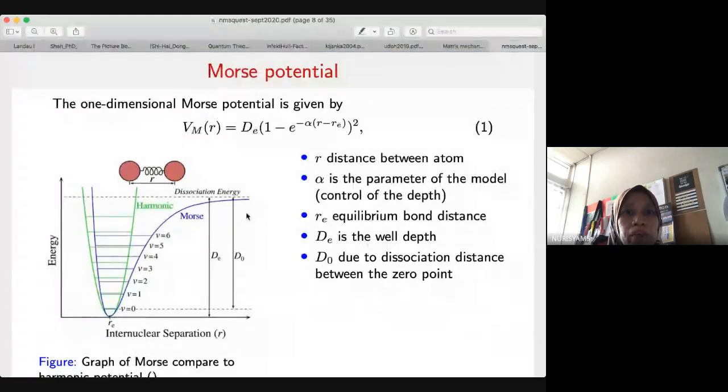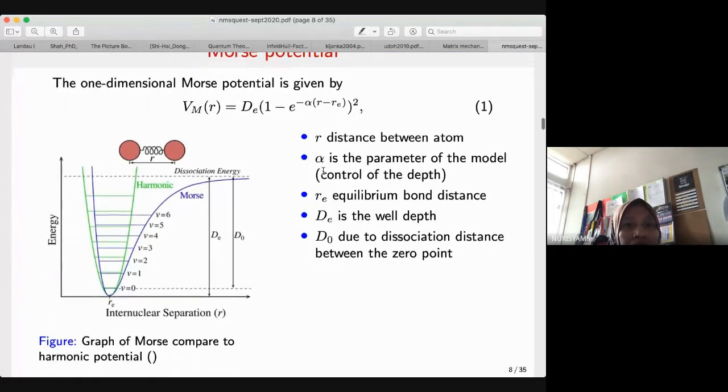So the one-dimensional Morse potential is given by equation 1. I should have put the source here, it's from Wiki. You can compare the harmonic and Morse potentials here: the green one is the harmonic potential, and then the Morse potential. So you have the bound states of these two potentials. D_e there is the well depth, and D_0 is the dissociation distance between the zeroth point.